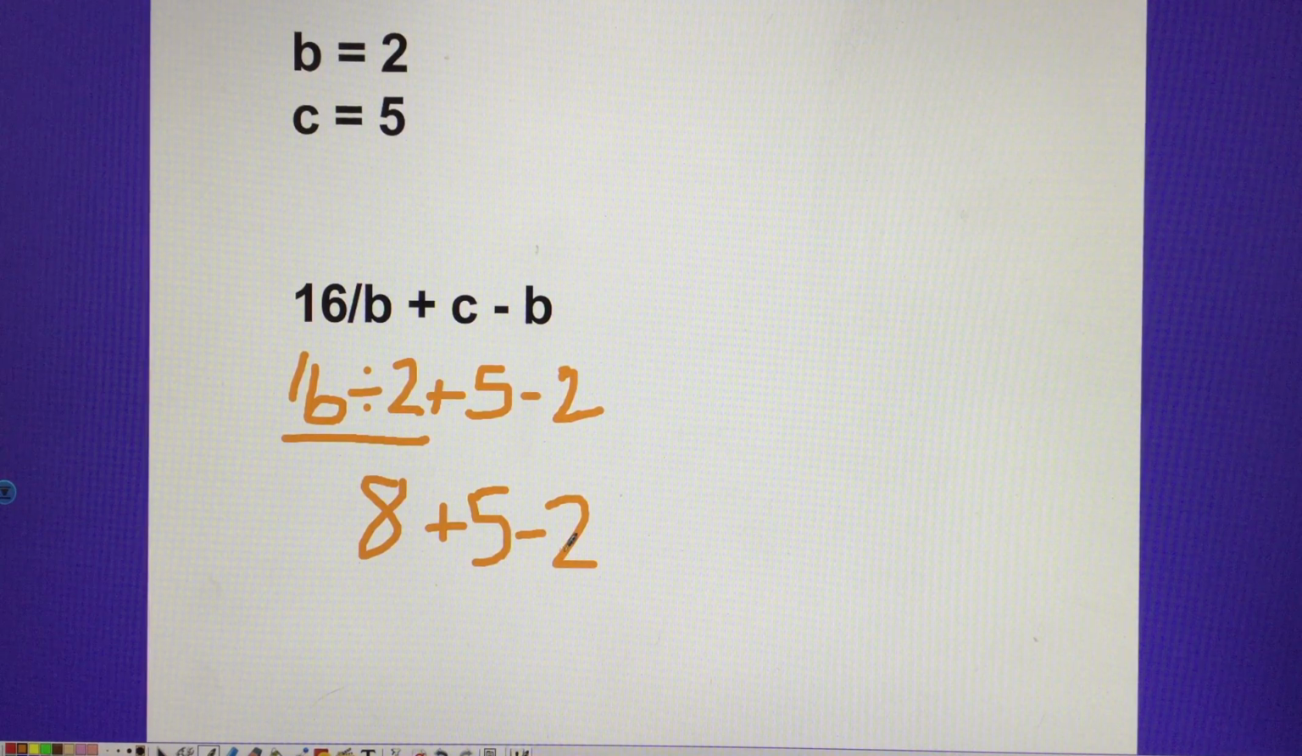So with PEMDAS, next we multiply or divide. We just did that. That's all we had. The very last step is you add or subtract, and that you're going to do left to right. So 8 plus 5 is 13 minus 2. Okay, so again, you can see that I did that. I'm going left to right.